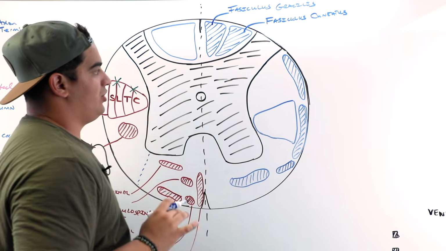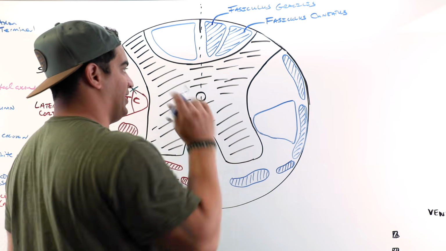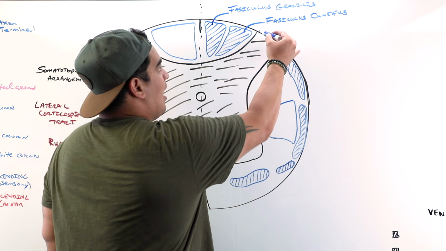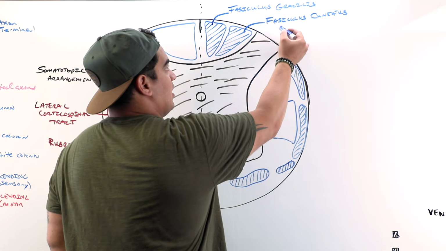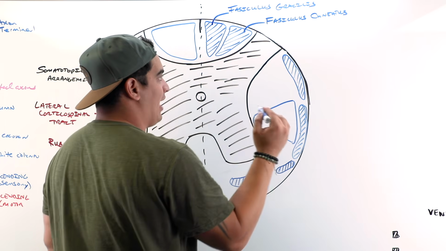That's the first thing I want you to know. Okay, we're going to talk about, again, the somatotopic arrangement in just a second. Let's move on and talk about the other tracts first. So in the dorsal column, there's only the fasciculus gracilis and the fasciculus cuneatus. Fasciculus gracilis medially, fasciculus cuneatus laterally.